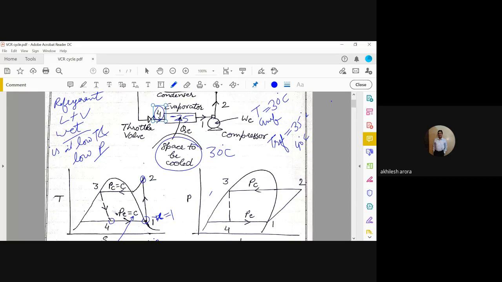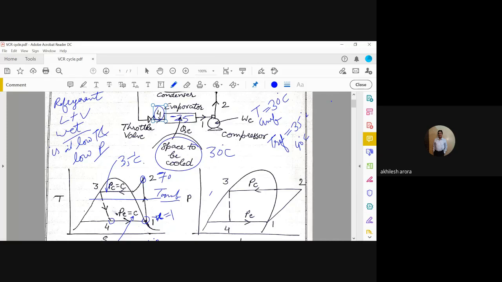So I am going to draw a line here. This is the T ambient now. Okay, this is the ambient temperature. So this is 30 degrees Celsius, and this temperature here is, let us say, 35 degrees Celsius, whereas temperature at 2 is somewhere around 70 degrees Celsius. So that means after the compression, the temperature has gone to 70 degrees Celsius. Initially at state point 1, it was minus 25 degrees Celsius. So at 2, because the temperature is quite high, the heat transfer will automatically take place to the surrounding.